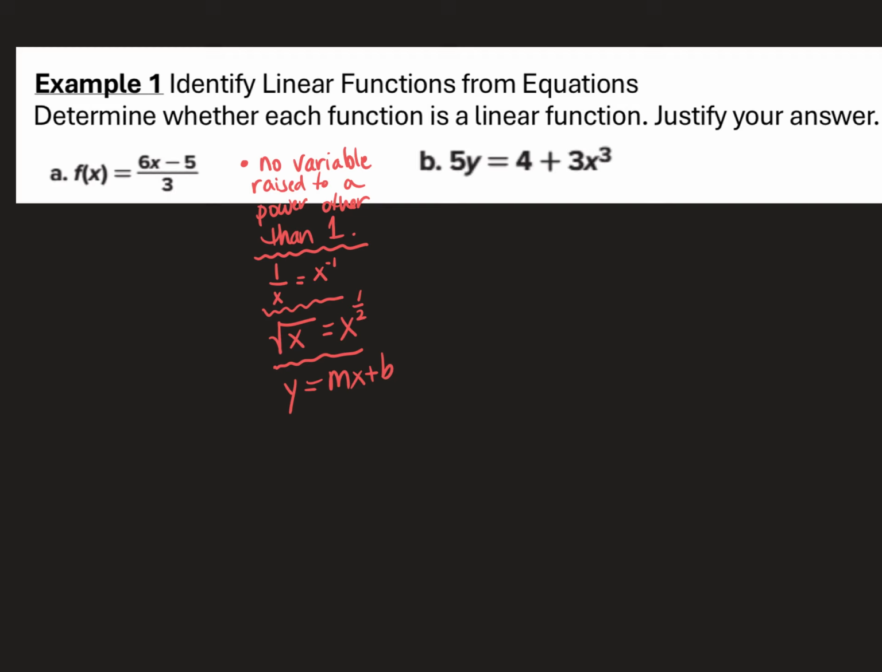First thing I'm going to do, I'm going to rewrite that. F of x equals 6x divided by 3 minus 5 divided by 3. Those say the same thing. And so I would have f of x equals 2x minus 5/3. Do I have any variable raised to a power other than 1? No, x to the first power. And can this be written in y equals mx plus b form? Yes, f of x is the same thing as y. Y equals mx plus b. So this one is a linear function.